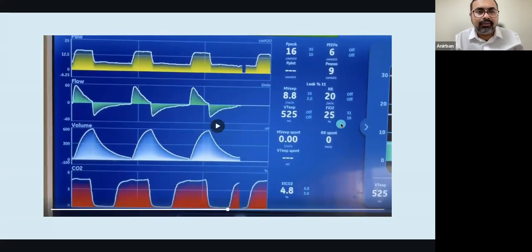What kind of breath is this? Pressure control or volume control? This is a pressure control breath, because you can see the pressure is targeted and maintained throughout the inspiratory phase. So this is a pressure controlled ventilation.